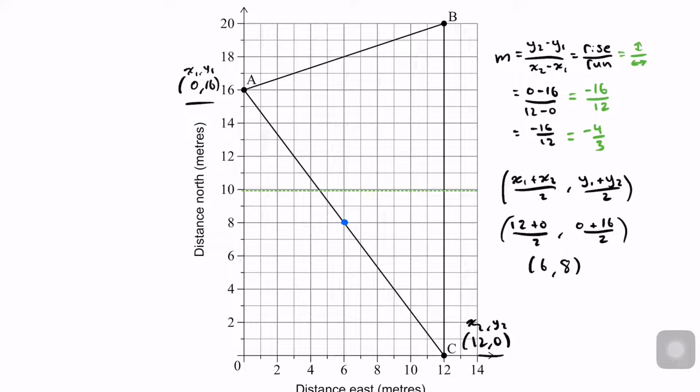And what that would mean is that any point along this line is an equal distance from B and C. Even this point right here would be an equal distance from both B and C. If we're still on the line, we're an equal distance from both B and C. That's going to be true of any point along this line.